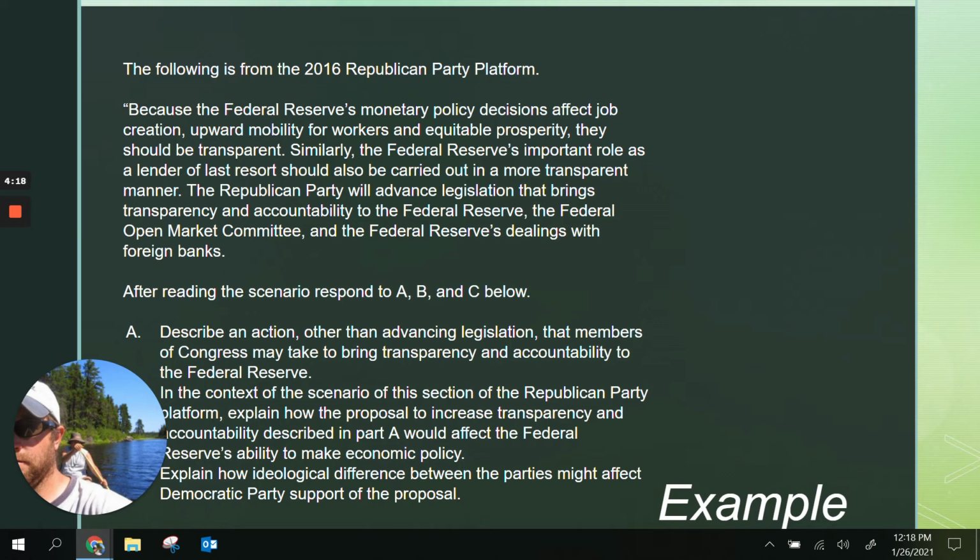And then for C, explain how ideological difference between the parties might affect Democratic Party support of the proposal. You'll note there's a lot of big words. It's fancy language. It's AP language. Let's break those down step by step here.